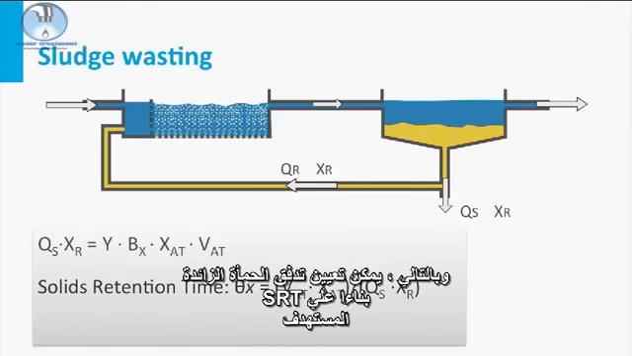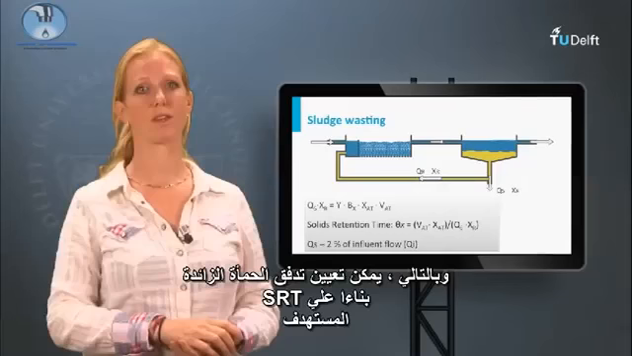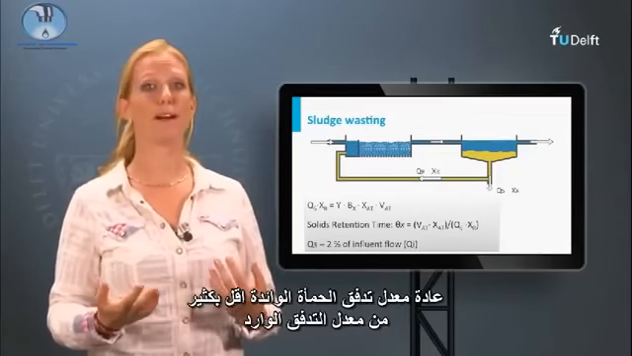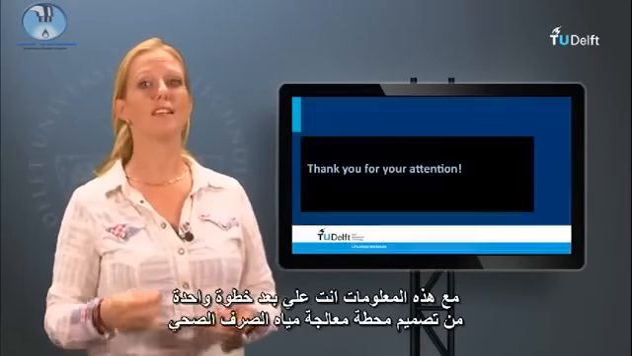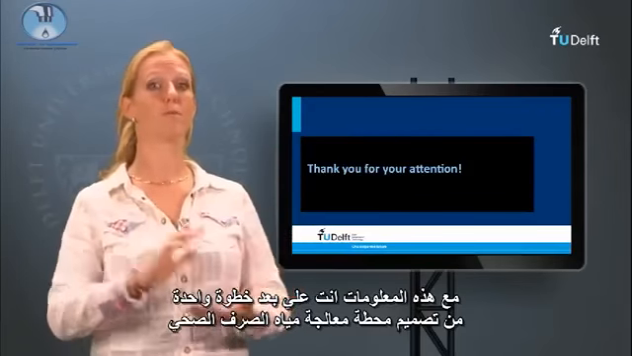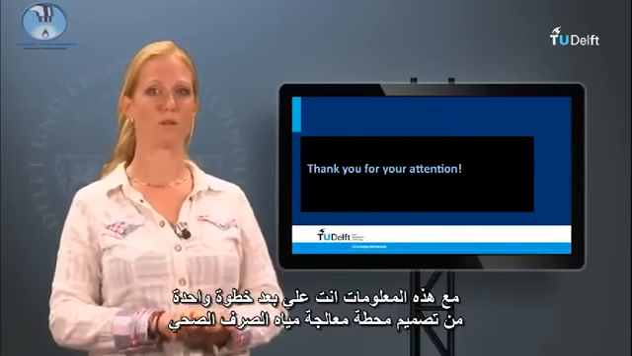Therefore, the waste sludge flow can be set based on a target SRT. Typically, the waste flow rate is much lower than the influent flow rate. With this information, you are one step further in the design of a wastewater treatment plant.